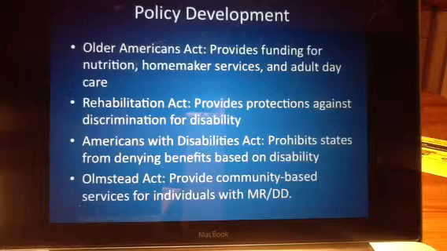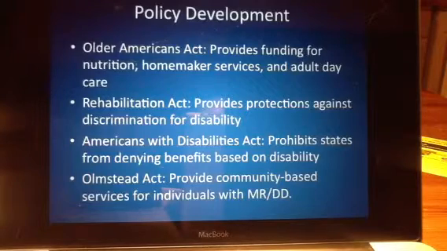The Older Americans Act grants federal funding to states that offer a variety of community-based services to older adults aged 60 and older. Community-based services include nutrition programs, homemaker services, and adult daycare services. Title III of the Older Americans Act provides supportive services, nutrition, family caregiver support, disease prevention, and health promotion.